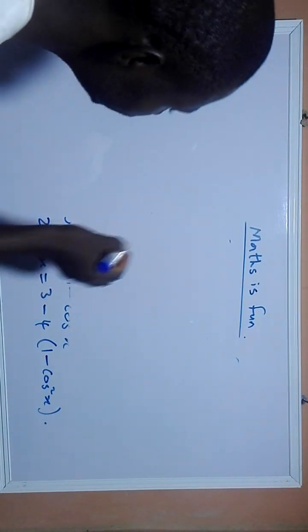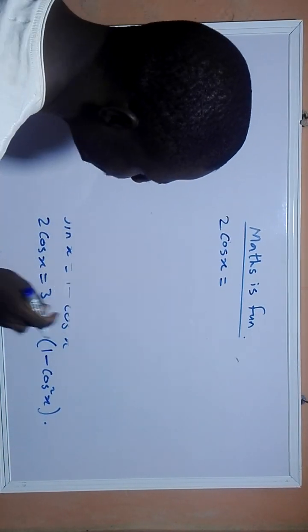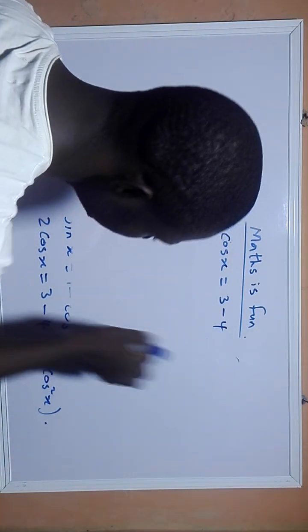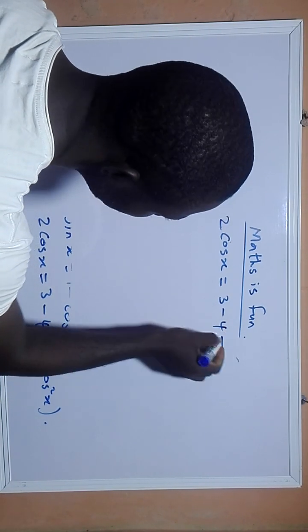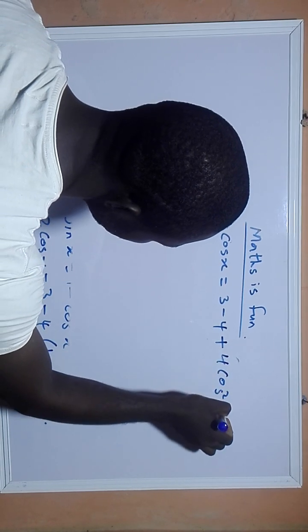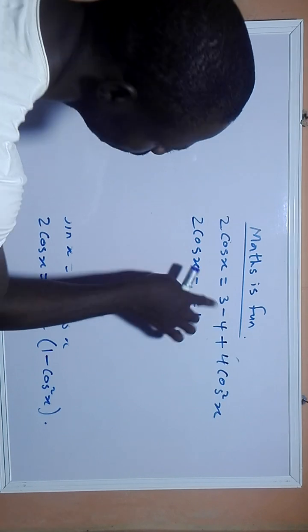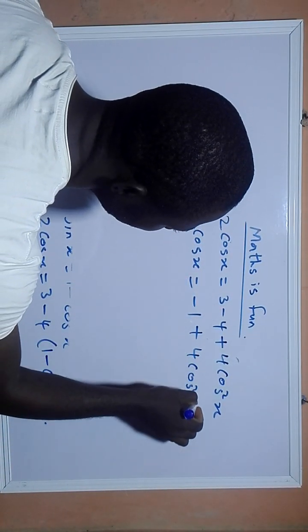So now 2 cos x is equals to 3 minus 4, then minus times minus will give you plus 4 cos square x. So 3 minus 4 will give you what? Minus 1. Then plus 4 cos square x.